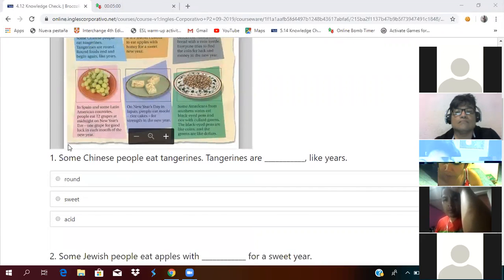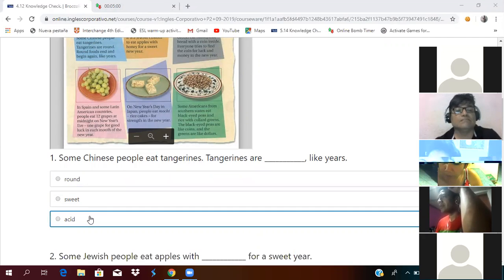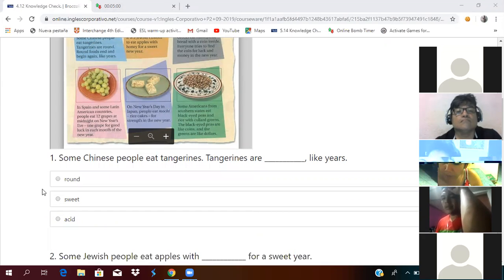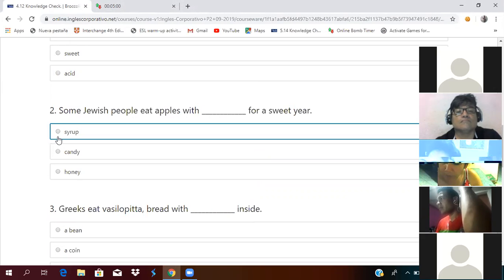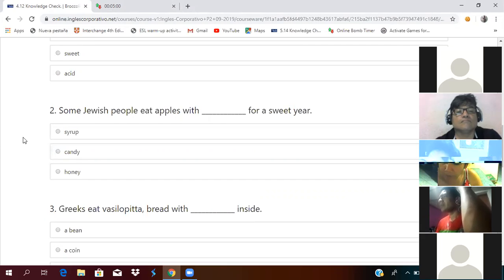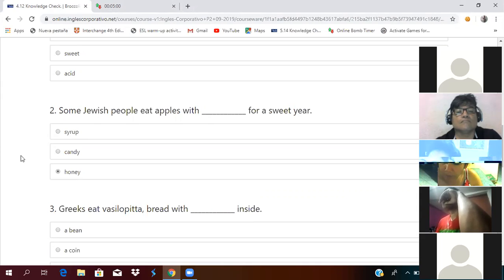All right, let's look at number one. Some Chinese people eat tangerines. Tangerines are like years: round, sweet, or acid? What is your answer? Round. Round is correct. Number two. Some Jewish people eat apples with syrup, candy, or honey. Honey. For a sweet year.